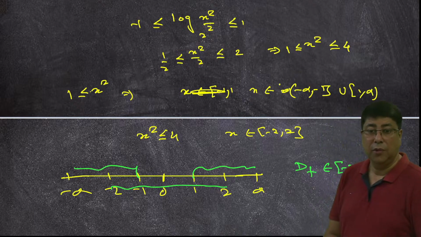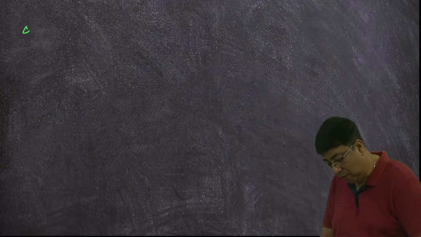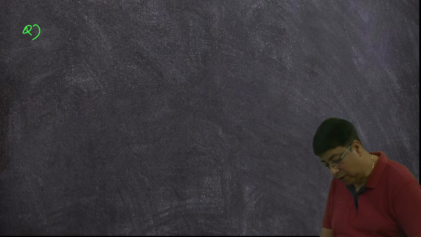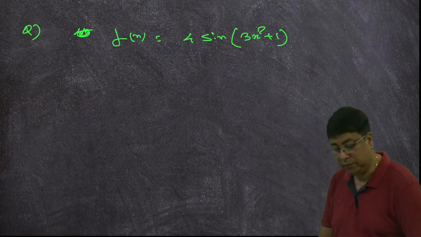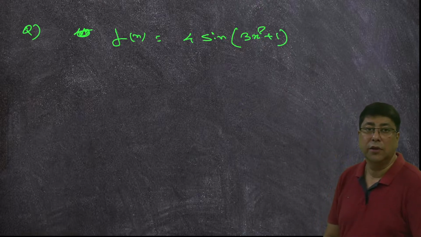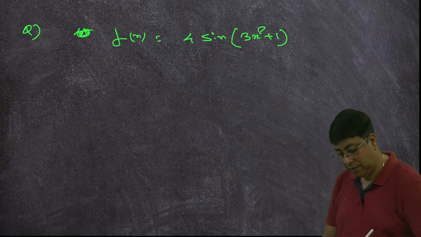Let's solve one sum for range. Must prepare for the examination, everyone. Suppose f(x) equal to 4 sine (3x square plus 1). One easy question I'm giving you, very easy question. Find the domain and range. Okay. So what to do for domain and range here?